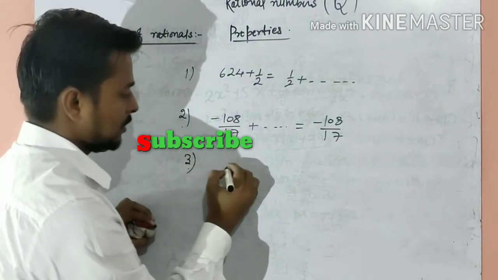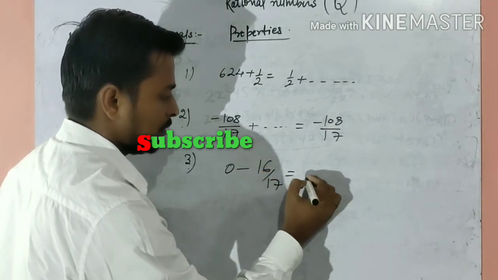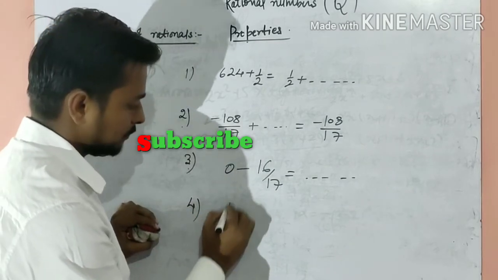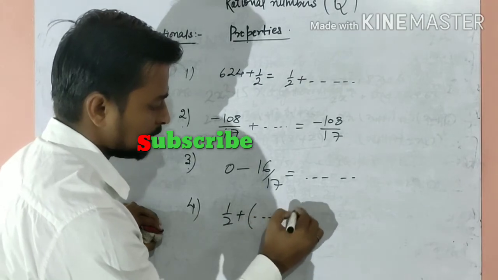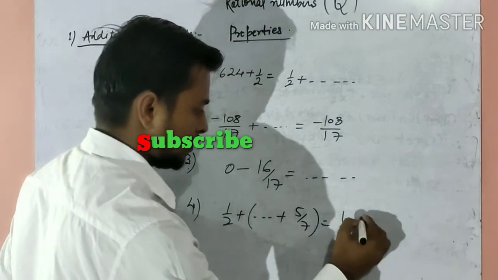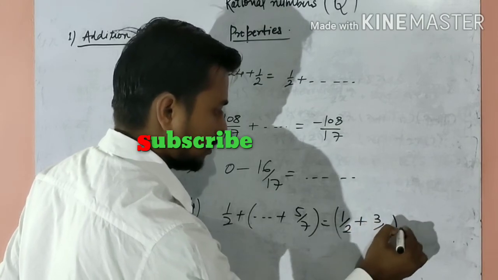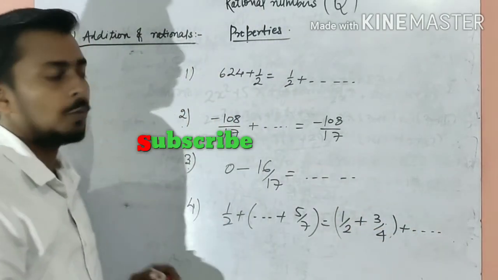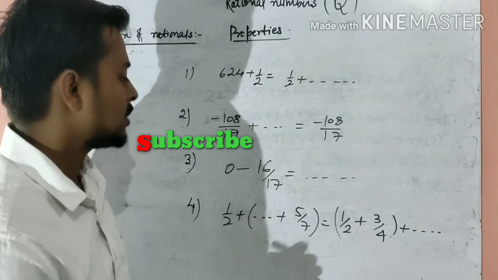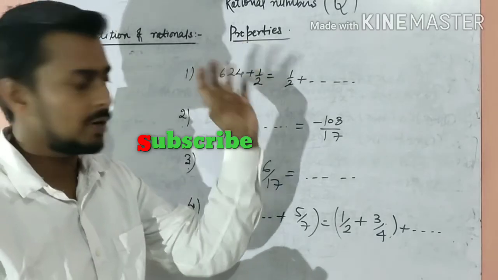Third one is 0 minus 16 upon 17 is equal to dot dot dot. Fourth question is 1 by 2 plus dot dot dot plus 5 by 7 is equal to 1 by 2 plus dot dot dot, here 3 upon 4 plus dot dot dot. So these are the four problems that you will practice, and if there is any doubt, then comment in the below section. So for today, these are the properties of addition of rational numbers.